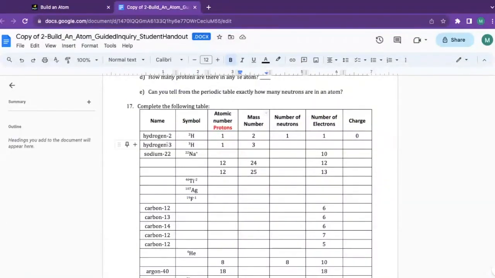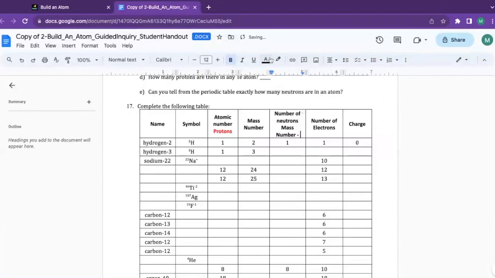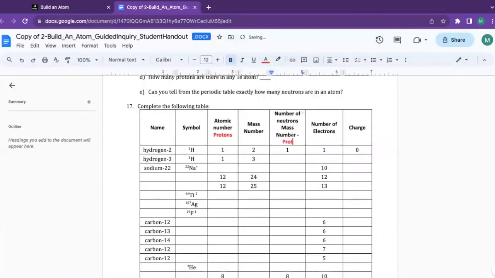If we've got hydrogen 3, we know that hydrogen 3 has a mass number of 3. We know it has 1 proton. One way we could get the number of neutrons is to subtract the number of protons from the mass number. So if we take the mass number of hydrogen 3, which is 3, and subtract the number of protons, which is 1, we'll get 2.